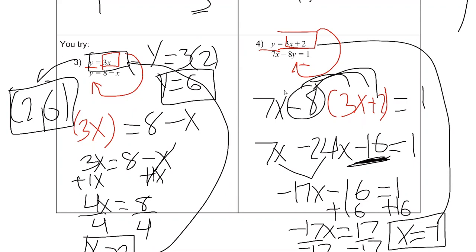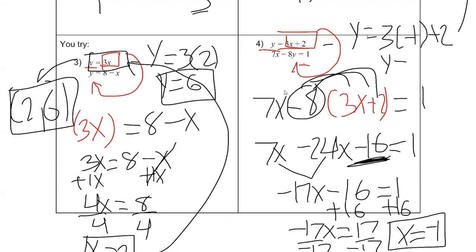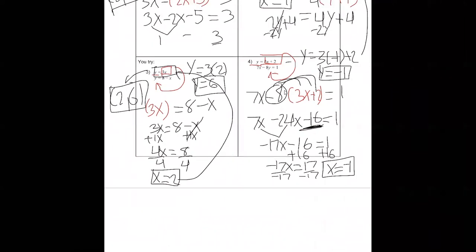We'll plug that back in to this top equation. So for x, I'm going to put in a negative 1. That is a little sloppy. Let's try again. So that would be y equals 3 times negative 1 plus 2. If we work that out, that would be negative 1. I'm kind of out of space here, I'll just put it below. But our final answer would be negative 1 comma negative 1, x comma y. And in this case, they're the same.